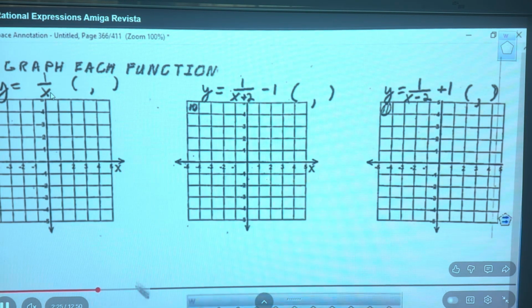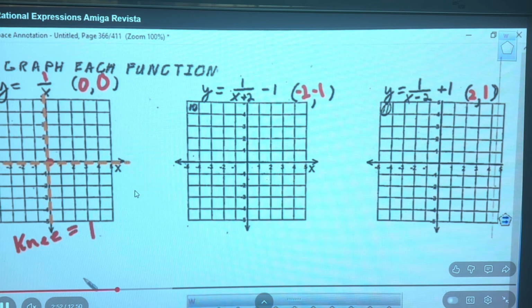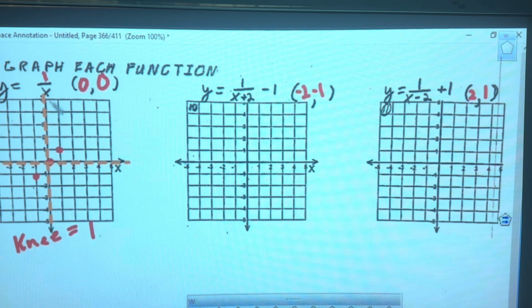Opposite same, so there's nothing to be the opposite of, so it's going to go through 0, 0. Opposite same, so -2, -1. +2, 1. That's my intersection of asymptotes, and my kine is 1. So I'm going to go right 1, up 1, pop a dot. I'm going to go left 1, down 1, and that's going to be my sheet.